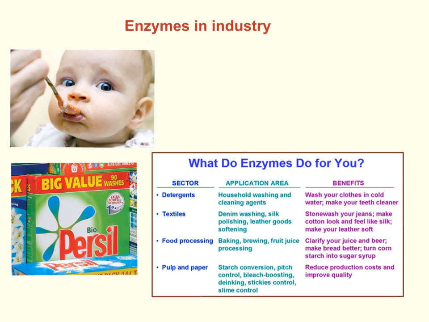We also need to know how enzymes are used by scientists in industrial processes, and there's a whole variety of different things that they're used for. For instance, this worried looking baby is probably eating jarred baby food, and when they make baby food, they actually add protease enzymes into it so that the baby doesn't have to digest all of the proteins to amino acids, that it's partly done for them, so they only have to do some of the digestion.